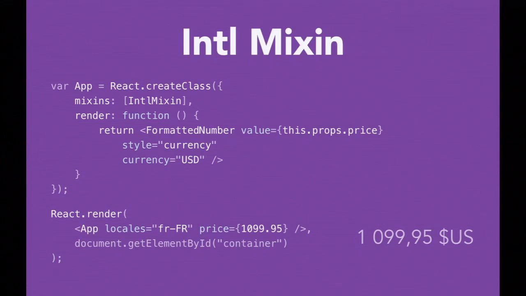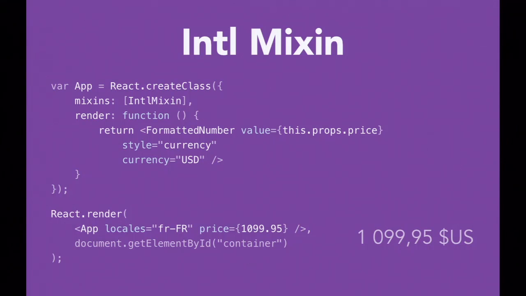So the Intl mixin, what you can do is just add it at the top level of your React component hierarchy, and you can pass some I18N metadata down into your app, and then what we're actually doing is we'll automatically propagate it through the app, so you don't have to thread these values through props all the way down. So for example, the locales that you want to support, so basically in this case French, but you can also specify it as an array with fallbacks.